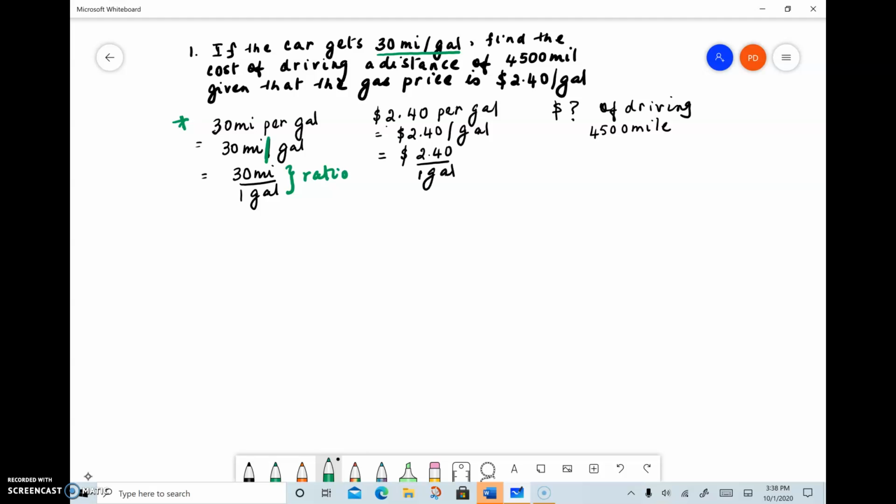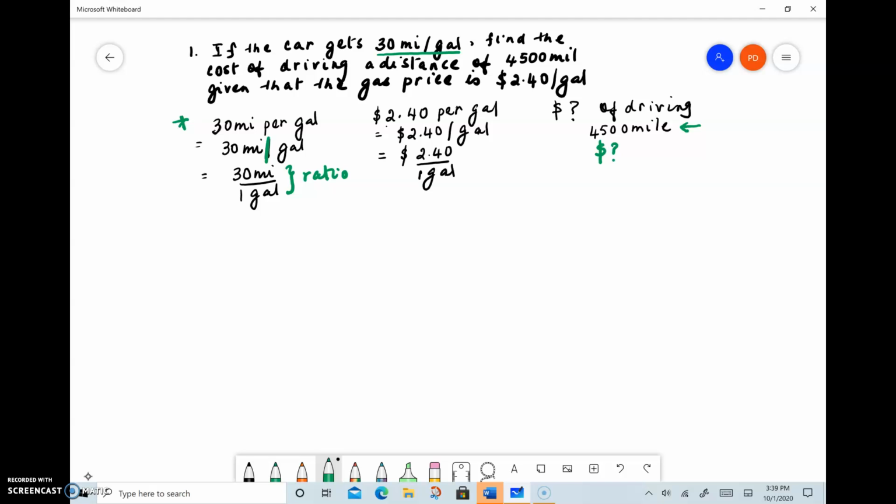And what this means is for every gallon, we get 30 miles, and for every 30 miles we need to go, we need 1 gallon. Okay, so write it as a ratio since we're going to use dimensional analysis. We need to find the cost of driving a distance of 4,500 miles. So we need that cost, which is a dollar amount, right? So that's our goal, to find the cost of driving 4,500 miles.